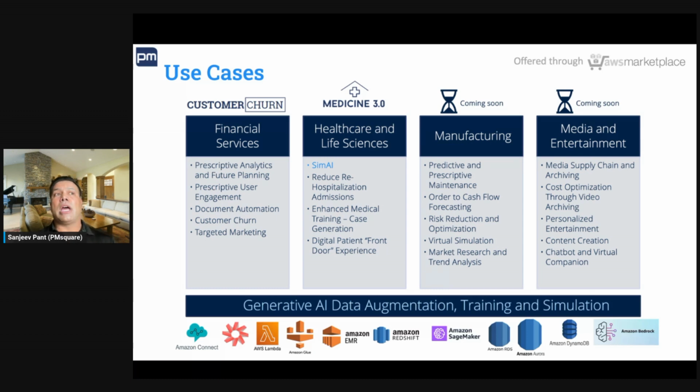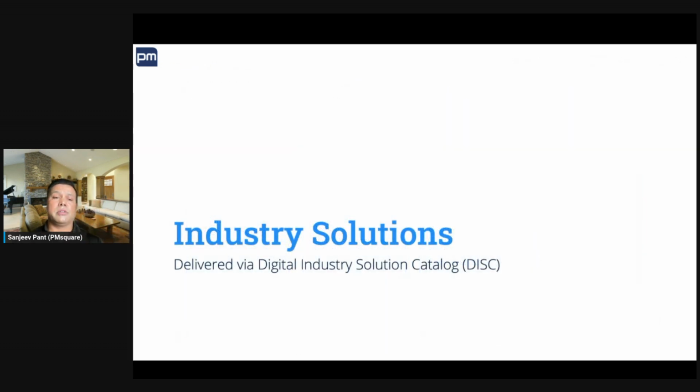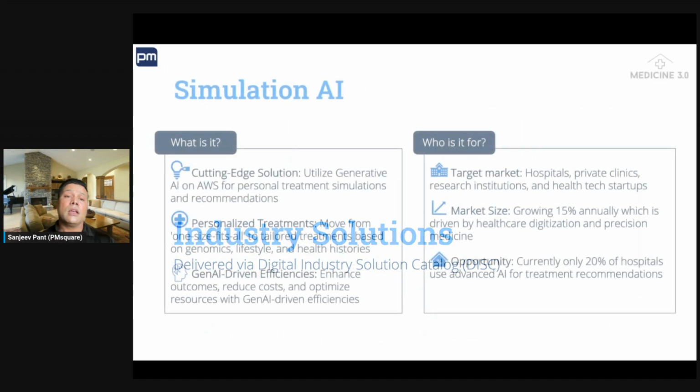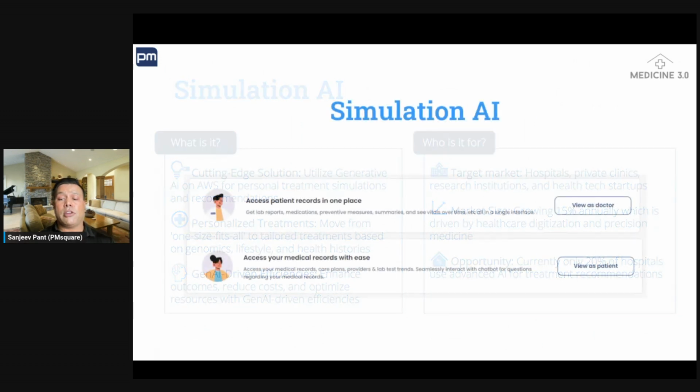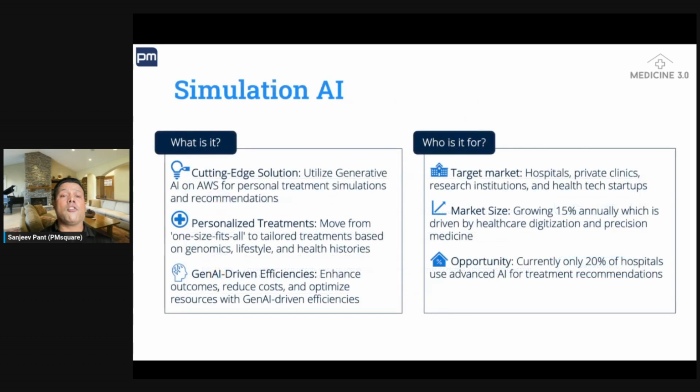Simulation AI is born out of necessity. The necessity was to create, synthesize data for healthcare. We used a healthcare GAN to start off with. But what it has matured into, and it's in what we call the Digital Industry Solution Catalog, or DISC, is that it uses generative AI built on AWS for personal treatment simulation and recommendations.